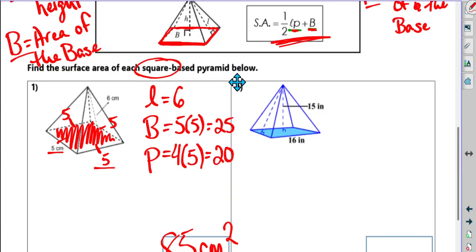All right, same kind of thing. I just want to define each of these, L, P, and B. I'm going to figure out each of those and then substitute them into the big equation.